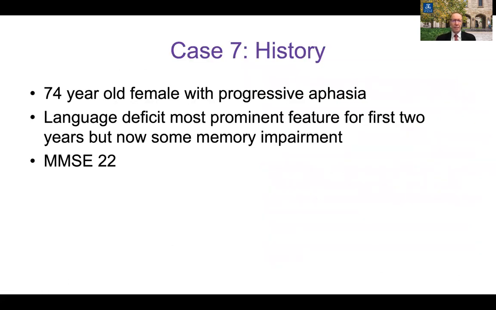Case 7. A 70-year-old female with progressive aphasia. Language deficit is the most prominent feature for the first 2 years, but now the patient is developing some memory impairment. Her mini mental state score is 22. Now, people with progressive language problems often score badly on cognitive testing, but it can be a reflection of language impairment interfering with the testing rather than severe impairment of cognition generally. An MMSE of 22, though, is definitely abnormal and consistent with mild dementia.